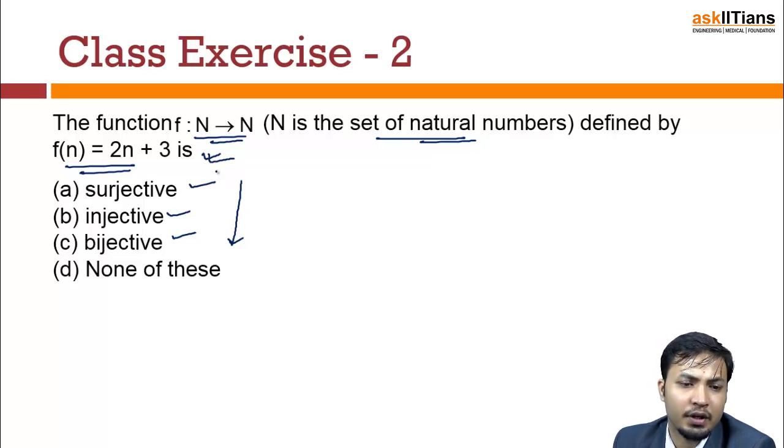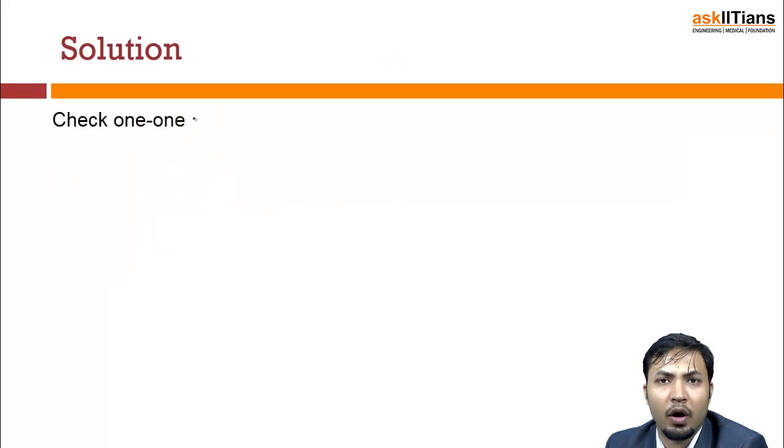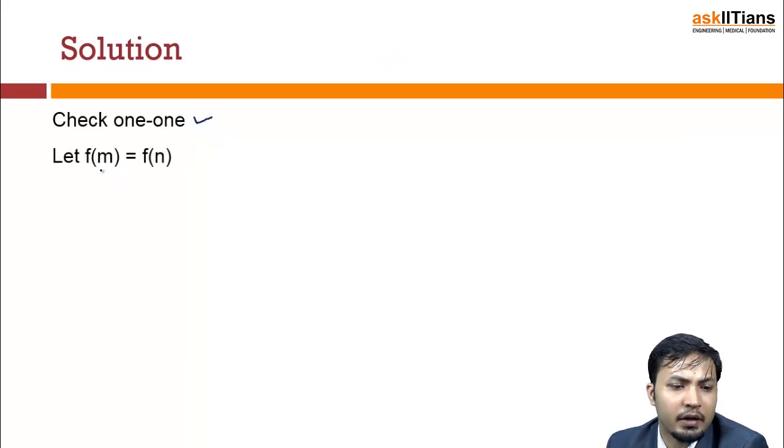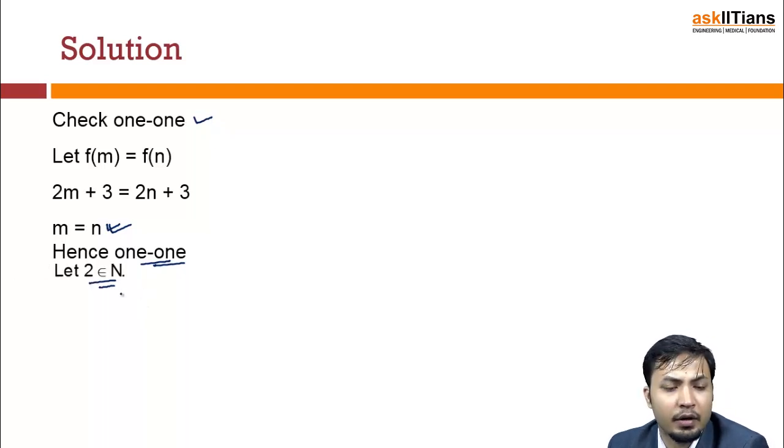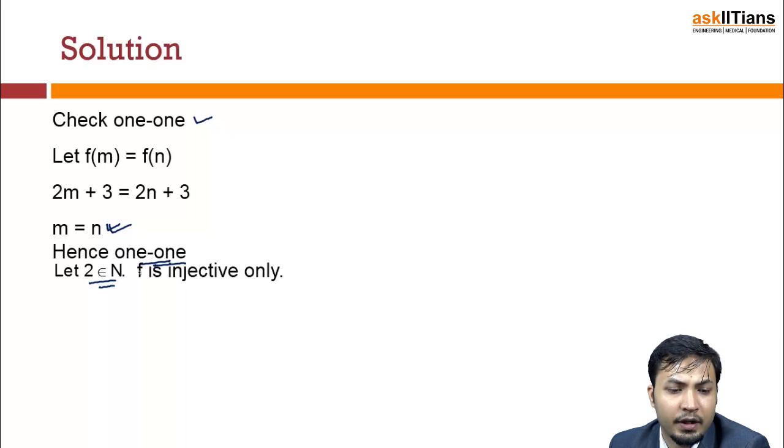First thing that we check is one-one. Let f(m) = f(n), so it becomes 2m + 3 = 2n + 3, which gives me m = n. Therefore it becomes a one-one function. Now the other criteria that I need to check is onto. I have 2n belonging to N, right? Therefore f is injective only.